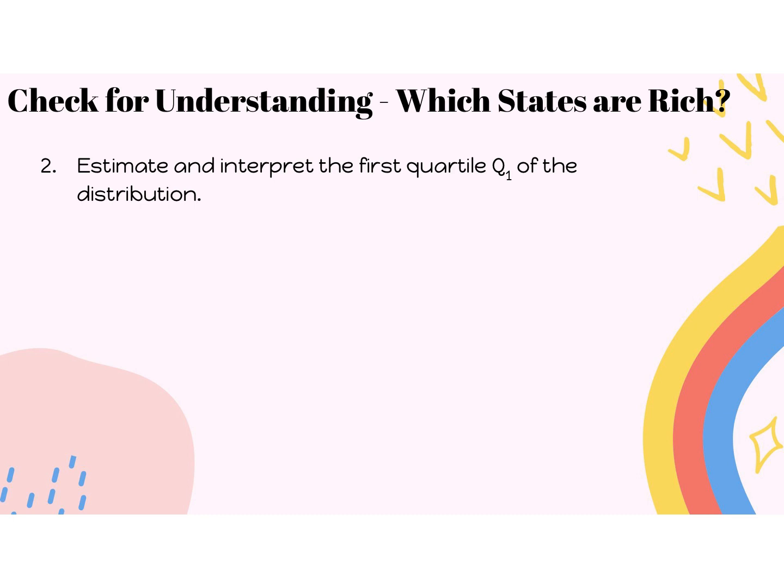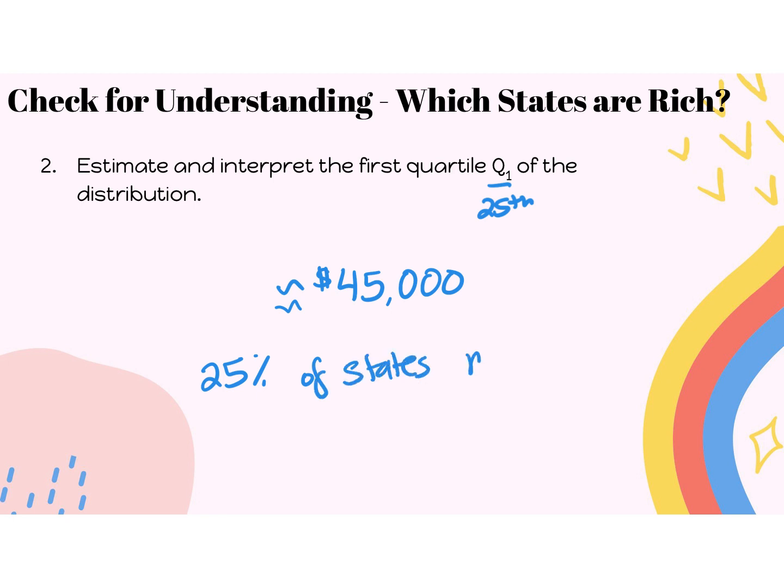Okay, and finally, number 2, we're going to hop back to that. Estimate and interpret the first quartile of the distribution. So remember, quartile 1 is our 25th percentile. So if we go look at our OGIV chart and start at 25 for those percents and go over and down, we'd find that it's about $45,000. So interpreting that would be that 25% of states make less than $45,000 on average.